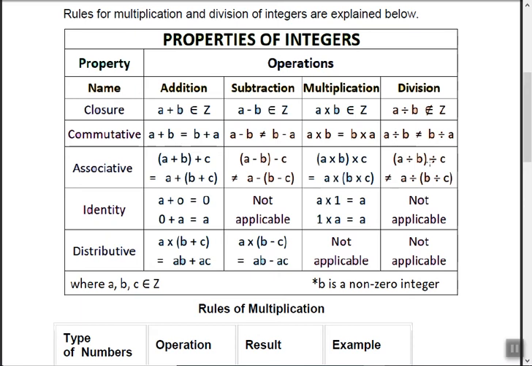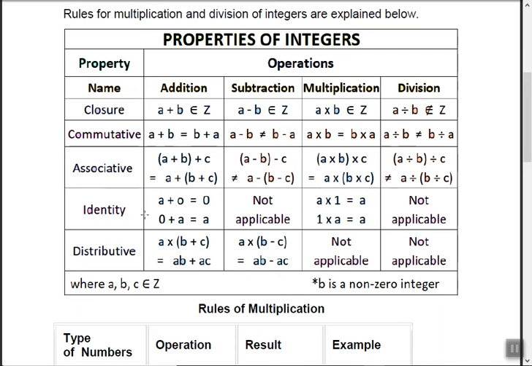A divided by B divided by C means A upon B in one bracket and then divided by C. So (1 divided by 2) divided by 3 is not equal to 1 divided by (2 divided by 3). So again, associativity is possible for addition and multiplication.